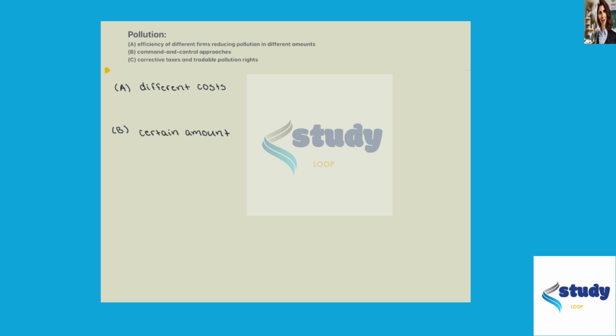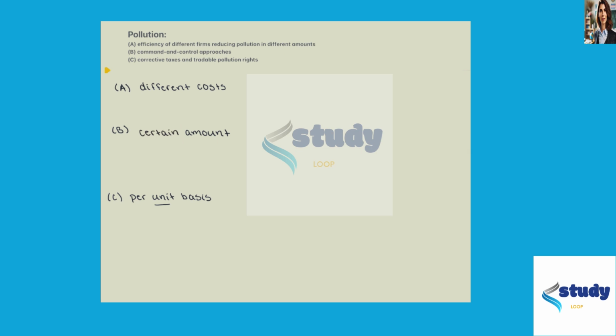And so in essence, we're seeing that it's overall ineffective at reducing pollution on a larger scale. Now, part C here is talking about the approaches of corrective taxes and tradable pollution rights. Corrective taxes are essentially a tax levied on a per unit basis. So firms that are polluting pay a tax based upon each unit that they are polluting, whatever measurement that is in.